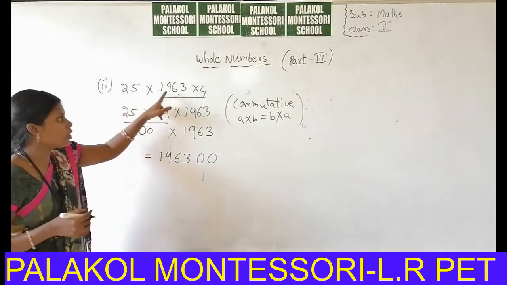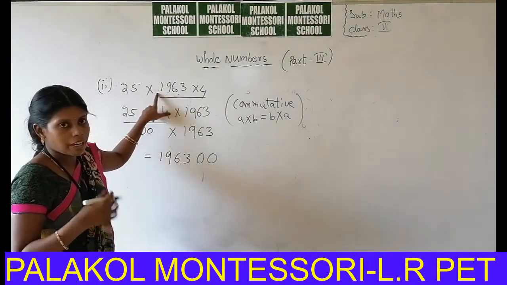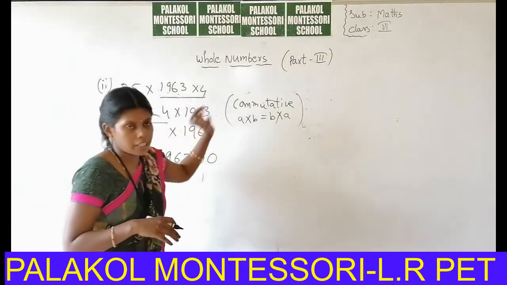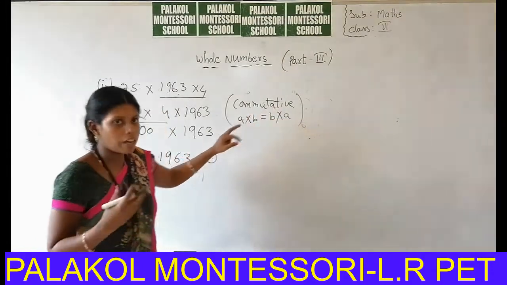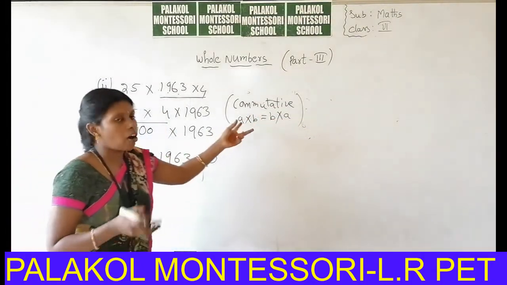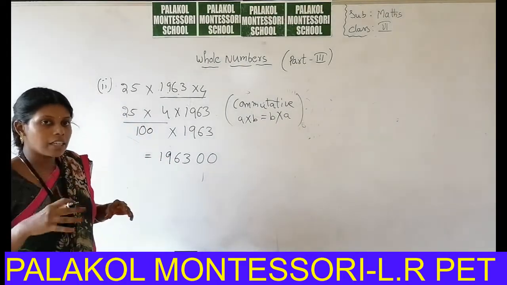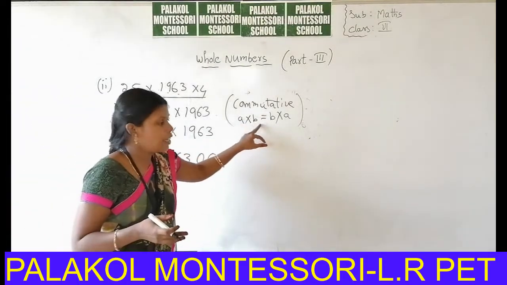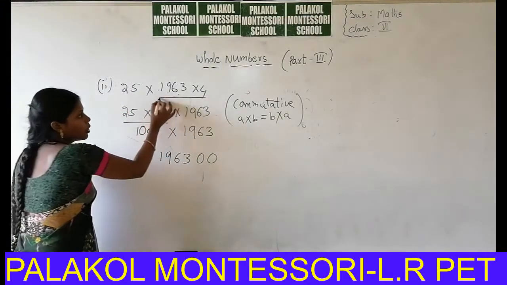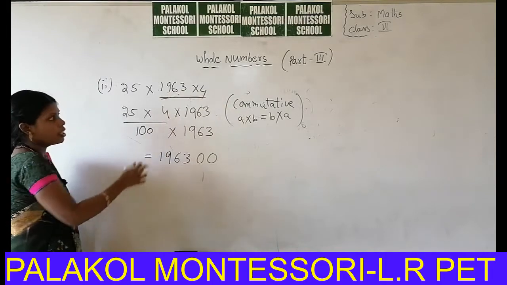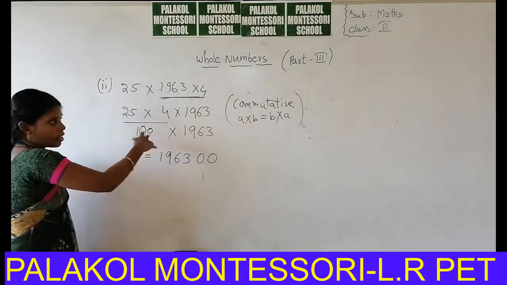25 into 1963 into 4. This sum you can solve by using the properties of whole numbers. In this sum I use the commutative property. We already know what the commutative property is: the order can be changed. You can add or multiply, the order can be changed and the result is the same. So in this case A into B is equal to B into A. I use the commutative property with these two numbers, so their order can be changed.